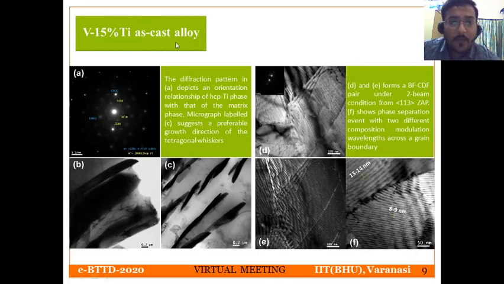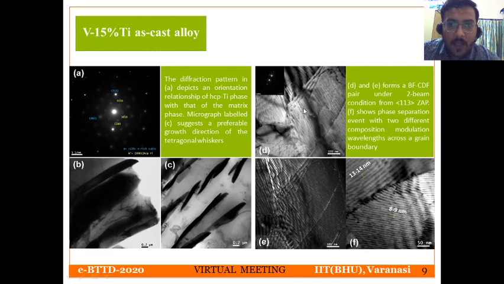The vanadium 15 weight percent as-cast alloy shows a development of an orientation relationship of the alpha titanium precipitate with that of the matrix, and the whiskers are also found here, but they seem to have a clearly favorable growth direction.